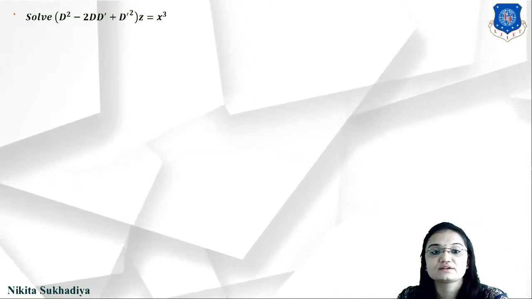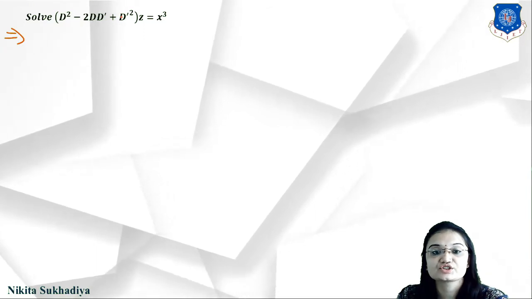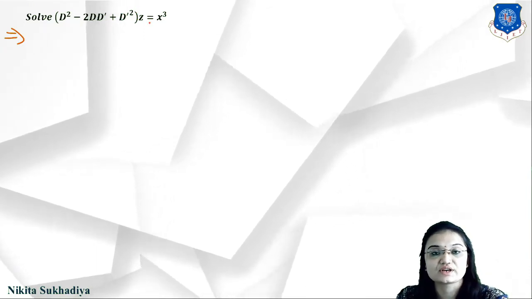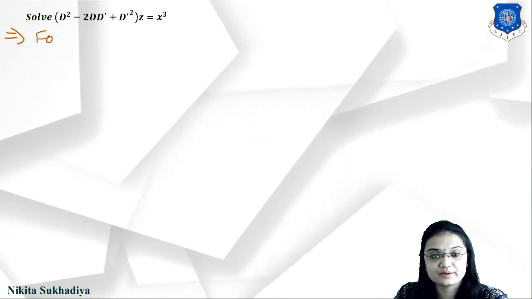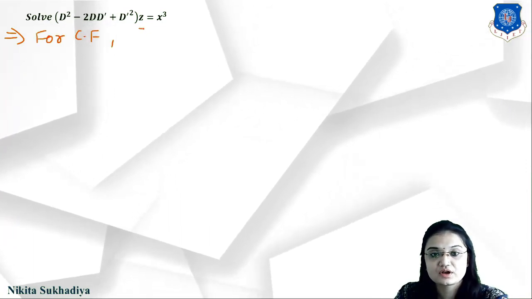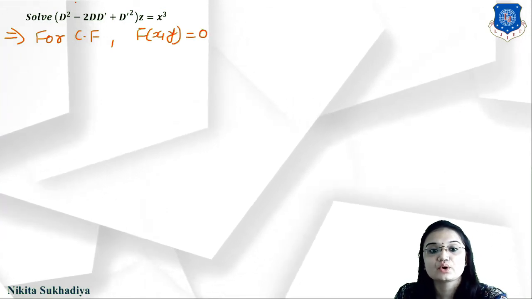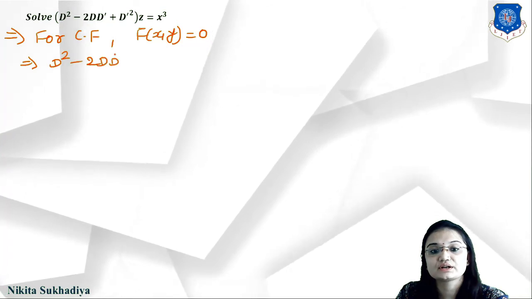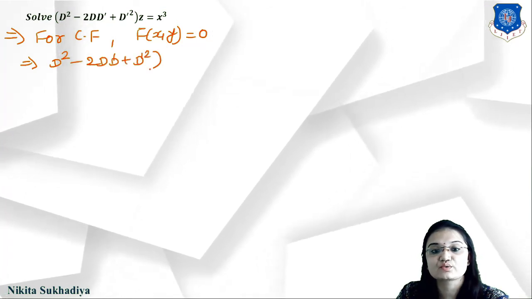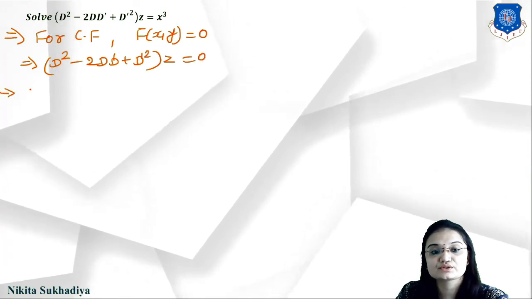Okay, so let us understand with an example. Here we have to solve D square minus 2D D dash plus D dash square into z is equal to x cube. So for the complementary function, our f of x, y is equal to 0. So here we have D square minus 2D D dash plus D dash square into z is equal to 0.